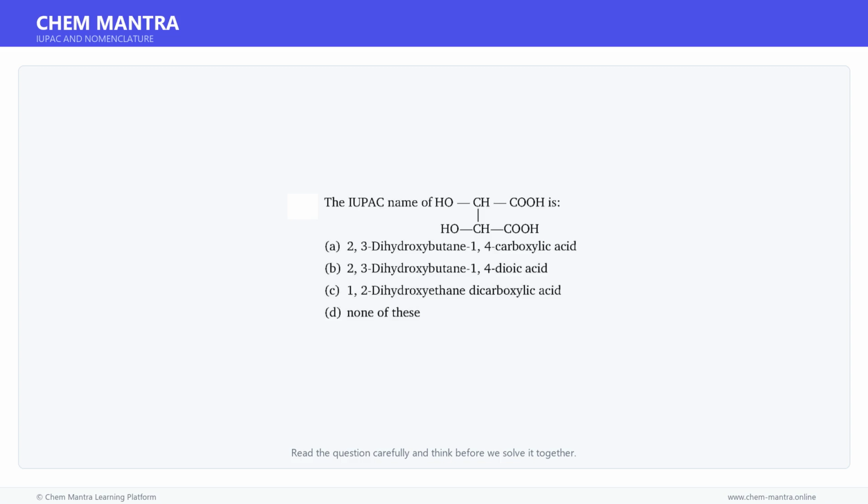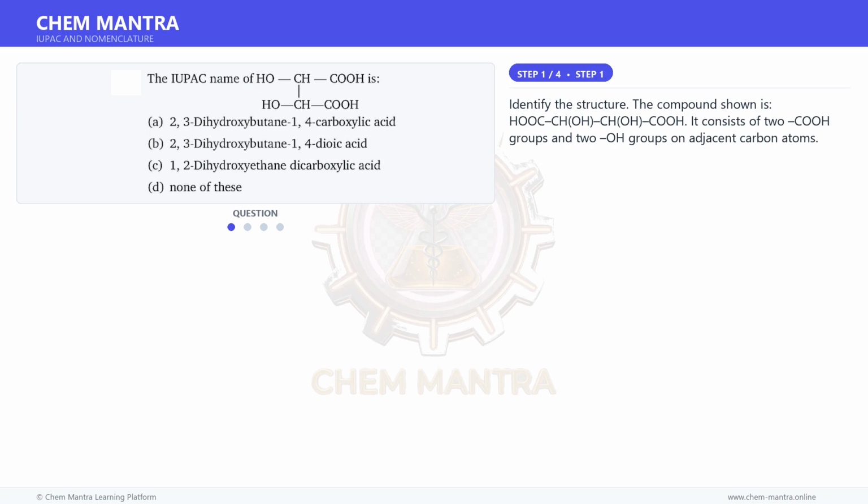Here is a question. Read it carefully and think about the answer. Let us solve it step by step. Let us begin solving this step by step. Identify the structure. The compound shown is HOOC-CH(OH)-CH(OH)-COOH. It consists of two COOH groups and two OH groups on adjacent carbon atoms.